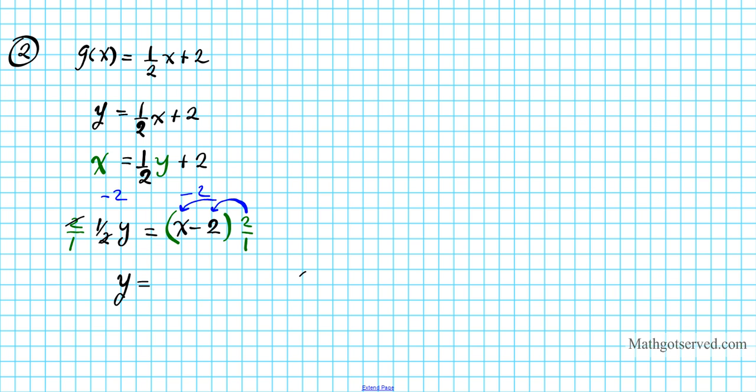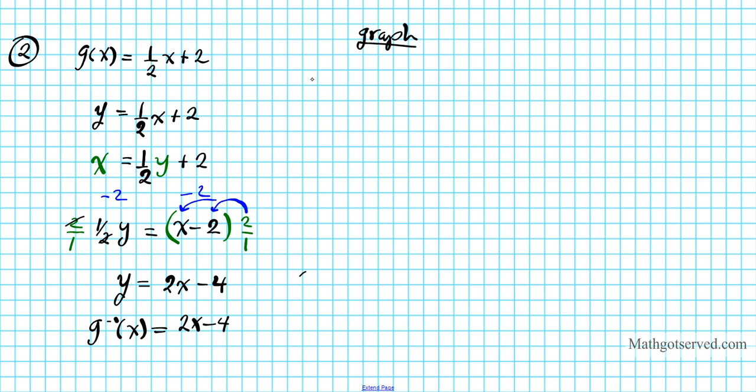Okay? So when you distribute, you're going to have 2x as a consequence of multiplying 2 over 1 times x, and 2 over 1 times 2 is 4. And this is your inverse. g negative 1 of x, the inverse of the original function, is 2x minus 4. Now let's go ahead and look at the graph, to verify that our answer is correct.